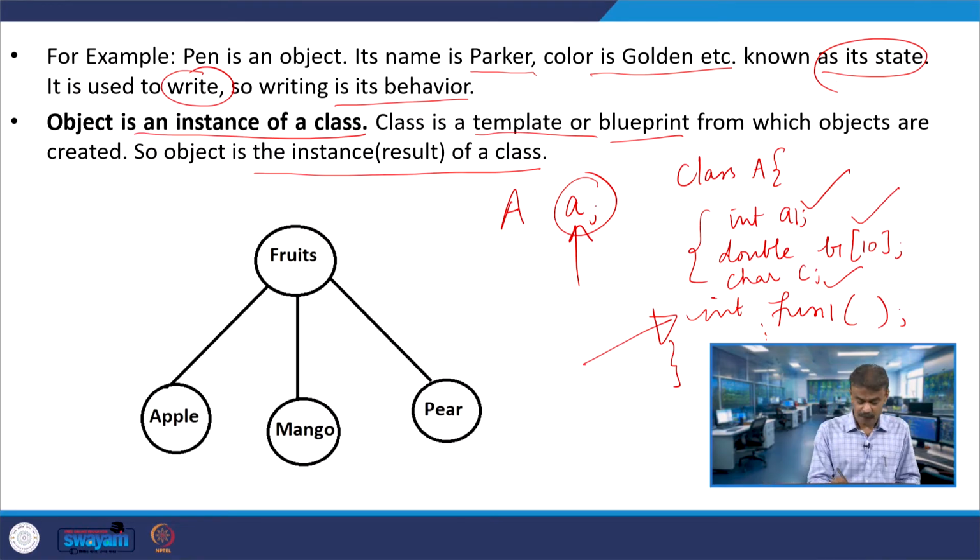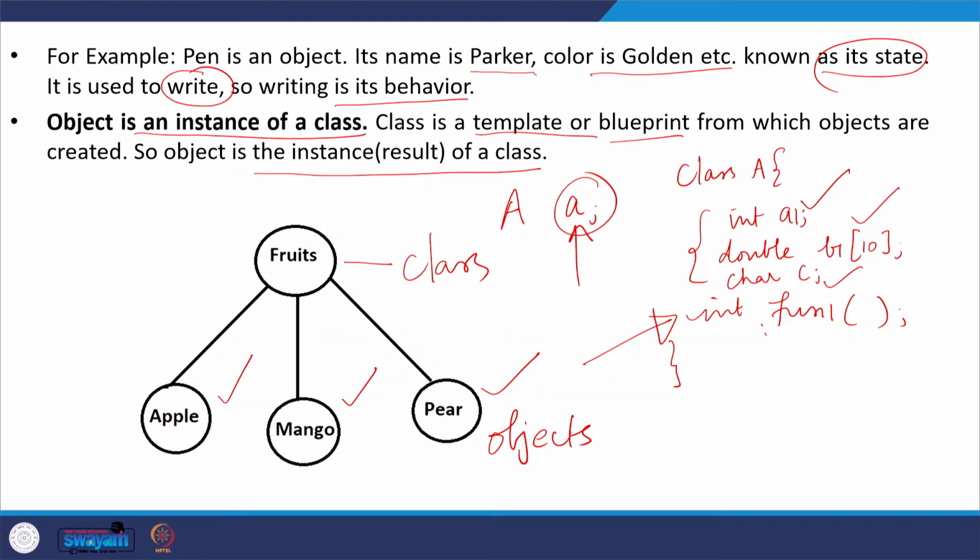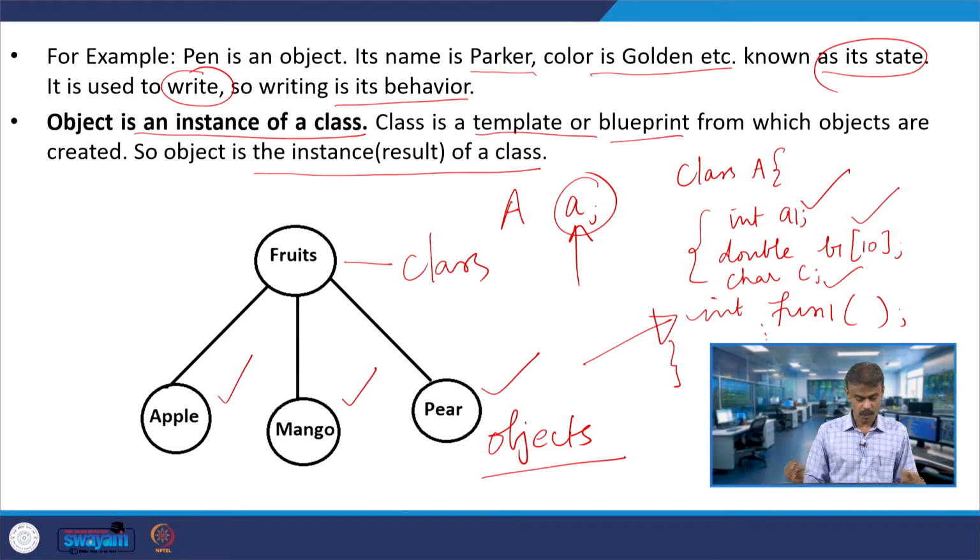If I consider fruits as a class, then apple, mango and pear are all considered objects. From a layman's point of view, if I consider fruits as a class, apple, mango and pears are all called the objects. I hope it is clear. Now you know how to distinguish what is meant by a class and what is meant by an object. Now let us consider a C++ class.